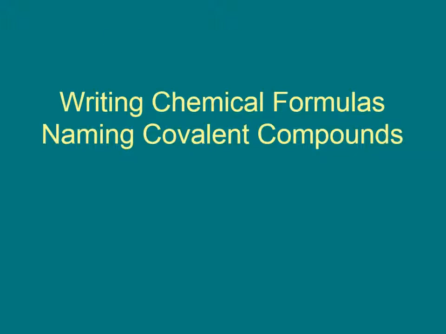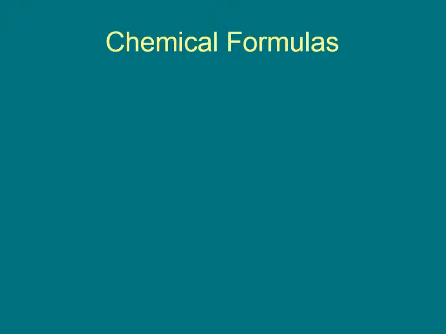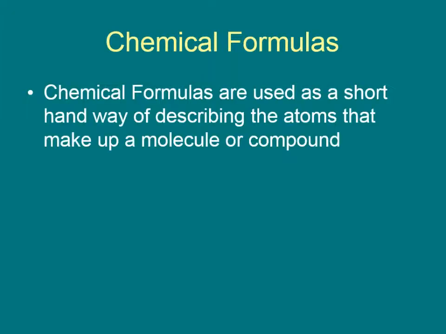So let's first talk about formulas. What does a formula tell us? 2 things a formula tells us. All right, go ahead. How many of an atom there are and what the atoms are, what the elements are, right? A chemical formula is a shorthand way of describing the atoms that make up a molecule or a compound.